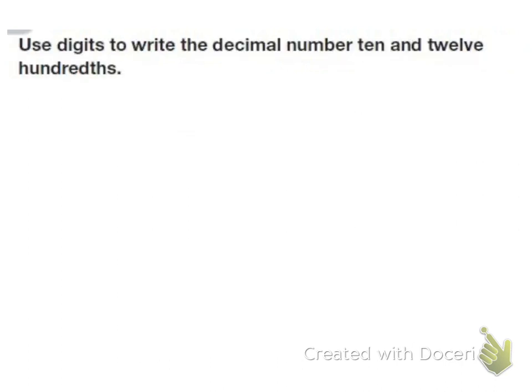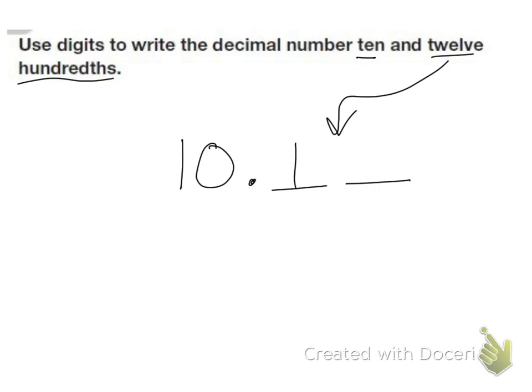Okay. This one says use digits to write the decimal number 10 and 12 hundredths. So the whole number part is 10, so I'm going to write the number 10. The fraction part is 12 hundredths. Okay. So since there's hundredths, I know that there are 2 places after my decimal point. So I'm going to take the 12 hundredths and stick it into my place values. So my decimal number is 10.12, or 10 and 12 hundredths.